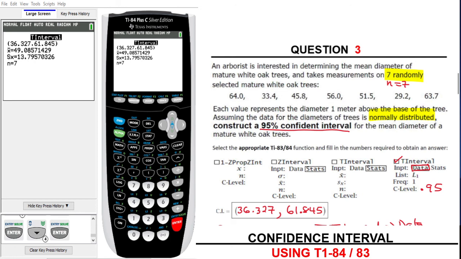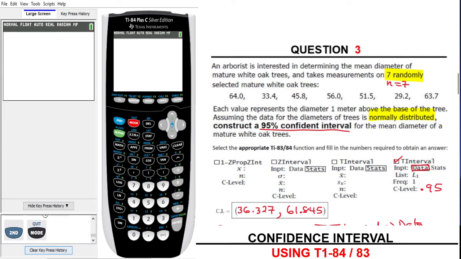Okay, so let's take the next set of questions.